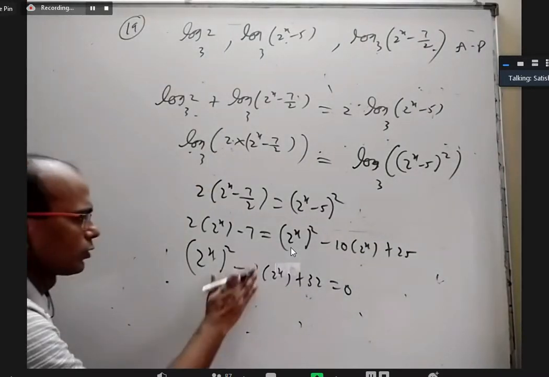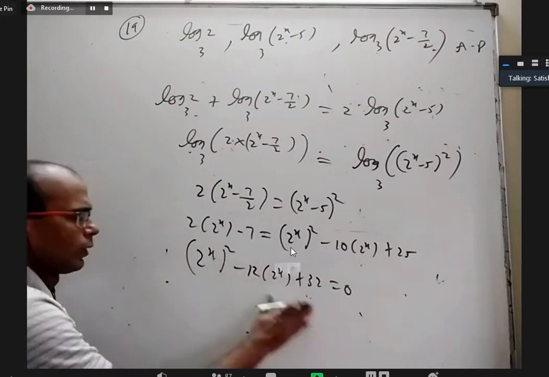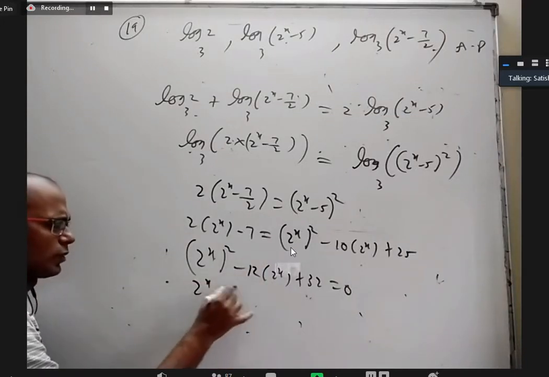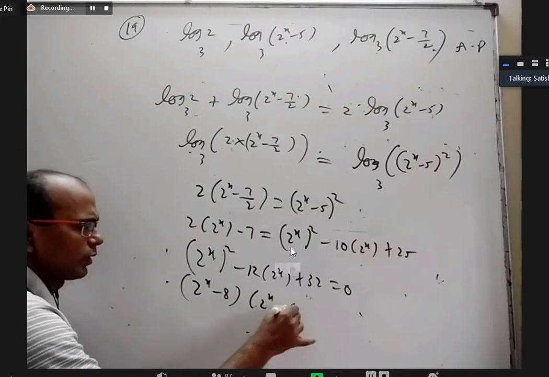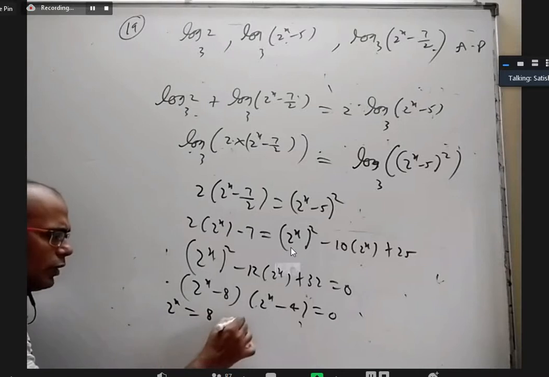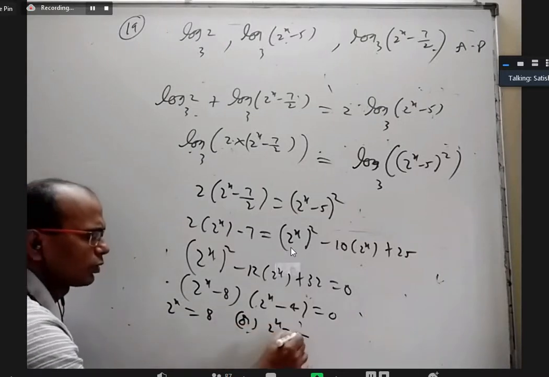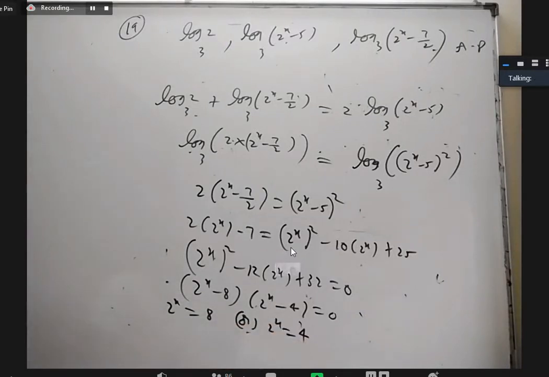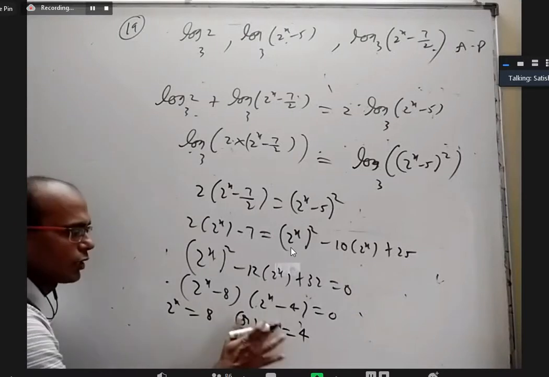2 power x whole square minus 12 into 2 power x plus 32 equals 0. No, this is not 8, it is 12. 8 and 4 are the roots. So 2 power x minus 8 into 2 power x minus 4, like a regular quadratic equation. 2 power x equals 8 or 2 power x equals 4. In that, 2 power x equals 4 I should not take.